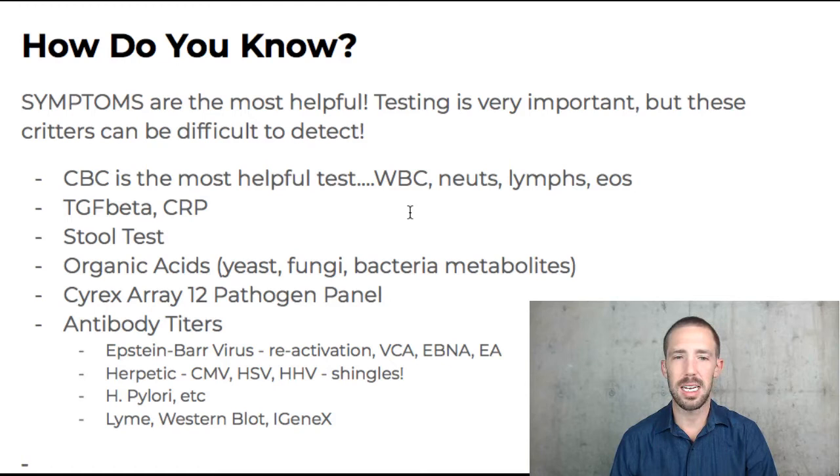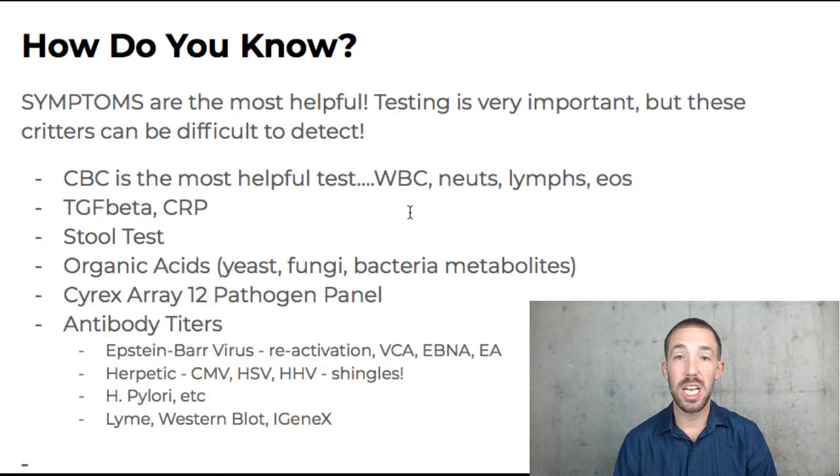Or looking at even just the typical antibodies or the antibody titers. So looking at specific viruses like Epstein-Barr virus, looking for things like reactivation, looking at all the different antibodies that are part of that, looking at other herpetic viruses like CMV, cytomegalovirus, HSV, herpes simplex virus, HHV, which is just human herpes viruses. These are all HHVs, HHV1, HHV2, HHV4, HHV6. I think that EBV is HHV4. I'm pretty confident on that.